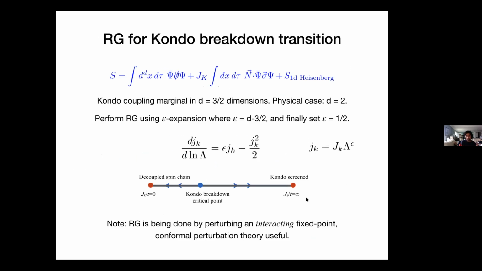And you can do RG and you confirm all this, so I don't want to belabor that. You have to perturb around some dimension D. So epsilon is D minus 3/2, an epsilon expansion, and the physical case is epsilon equal to 1/2, which is very nice, because typically epsilon is set to 1, and here it's 1/2, which I like.